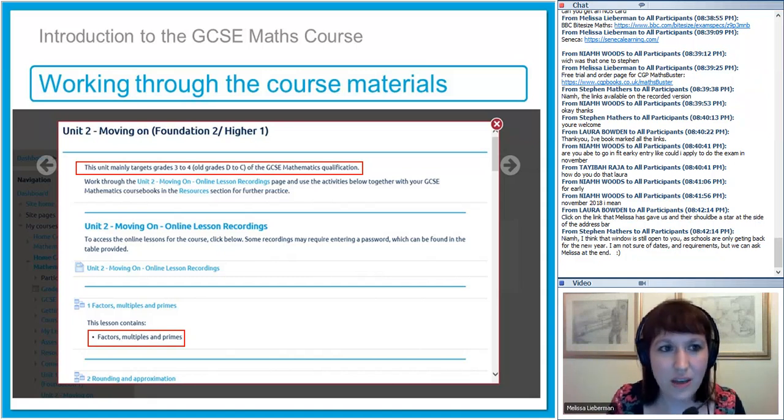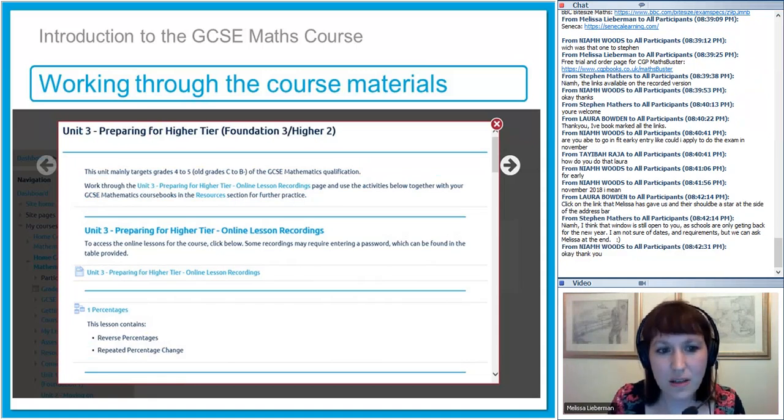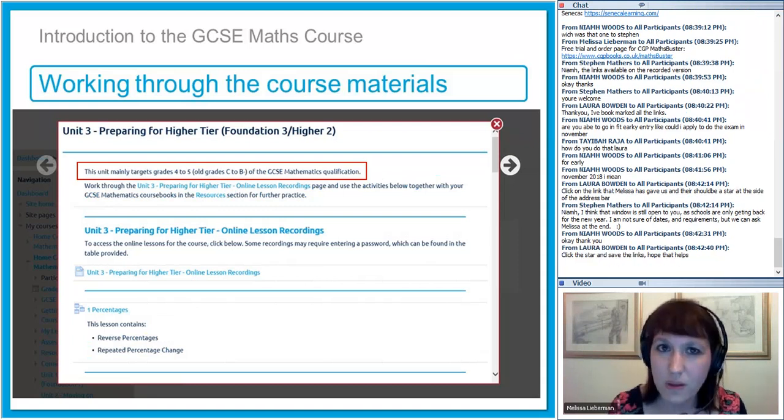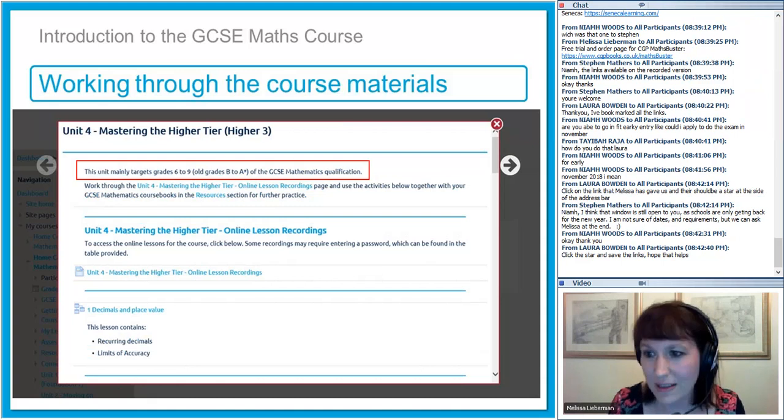If you're doing foundation tier, you'll need to do units 1, 2, and 3 if you can. Unit 3 targets mainly grades 4 to 5, so old grades C to B minus. Allow a few months to cover each unit, and at the end of each unit, cover the test paper at the end. If you want to do the higher tier paper, you'll also need to complete Unit 4. Unit 4 mainly targets grades 6 to 9, which is grades B to A star.